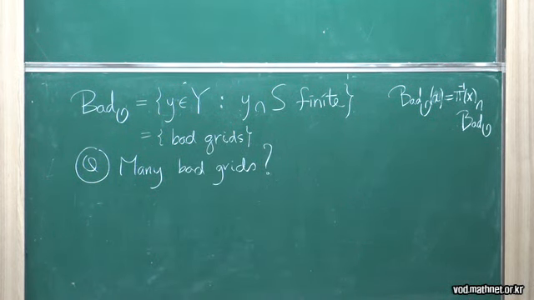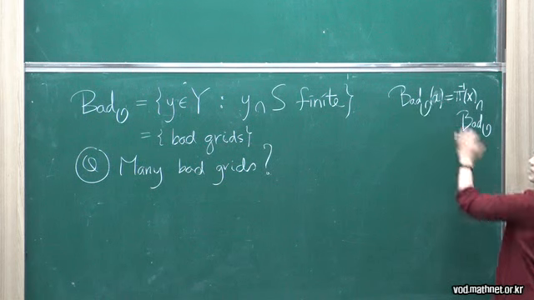Why do you call it bad? Because it doesn't happen often. That's the answer. So no, the answer is no. There are not many. In what sense? And what condition on X do you need to give so that this Bad_O(X) is small?